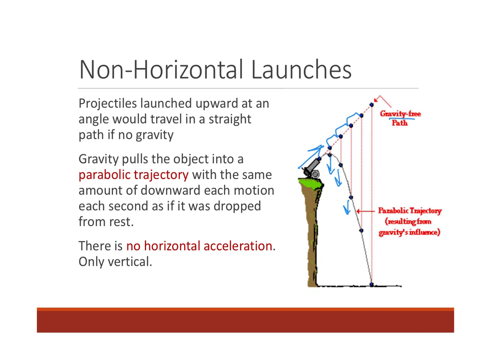It has an upward curve and a downward curve, and the amount of upward curve is going to be influenced by the applied force that sets that projectile in motion to begin with. It doesn't matter the angle of launch, though, because gravity is going to pull that object with the same amount of downward acceleration each second as if it was being dropped at rest and just going straight down. So remember, there is, again, no horizontal acceleration. The only thing happening here is vertical. Horizontal movement is due to inertia.